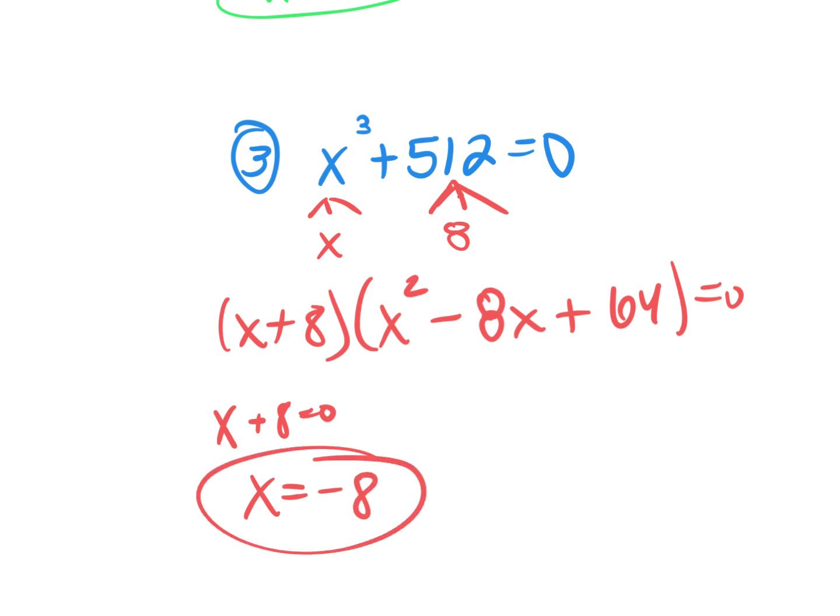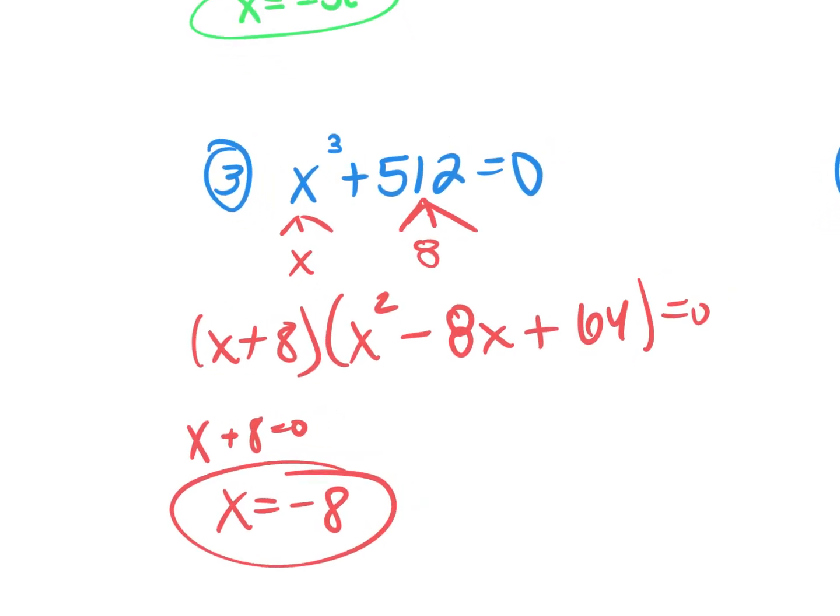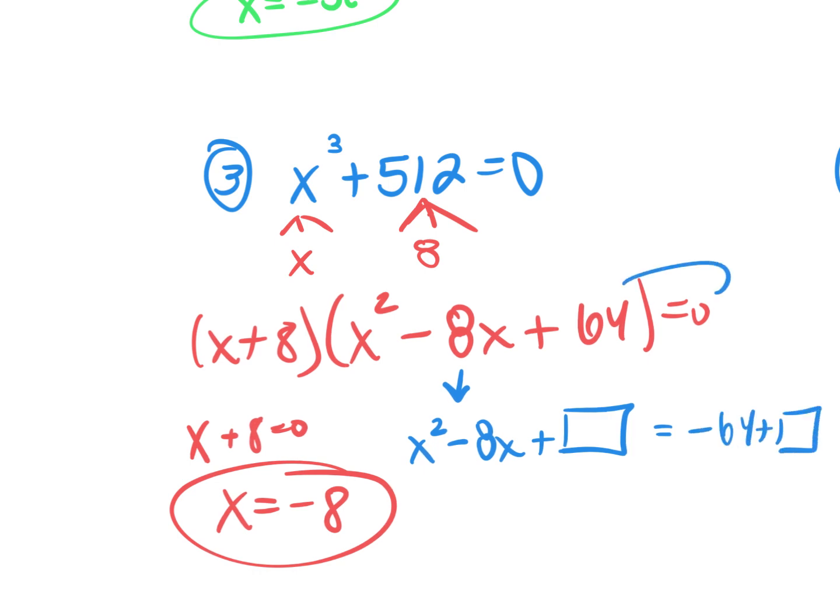That's real. And then my second set, I'm going to say, okay, it's not going to factor, because there's no factors of 64 that'll multiply to give me negative 8. So since my b term here is even and my a term is positive, I'm going to go ahead and do completing the square. And I am going to move 64 over, so it's negative 64, then I have my square over here.